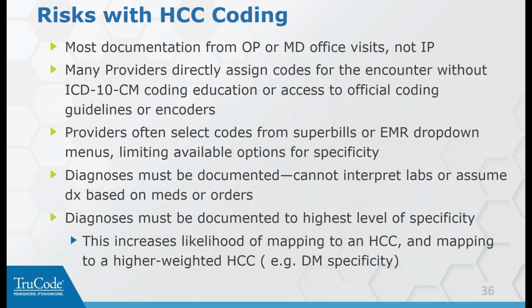There's a big risk there in terms of trying to get accurate coding for HCCs and accurate scores for those members of that Medicare Advantage plan. Some also will select codes from a super bill, which is a major issue because they don't keep those updated very frequently, so they're often outdated super bills. Or they might do it from an EMR drop down, and that number one can limit the available options for specificity. Both the super bill and the EMR can really limit that in terms of capturing the most specific code that really describes that patient's condition or complication.